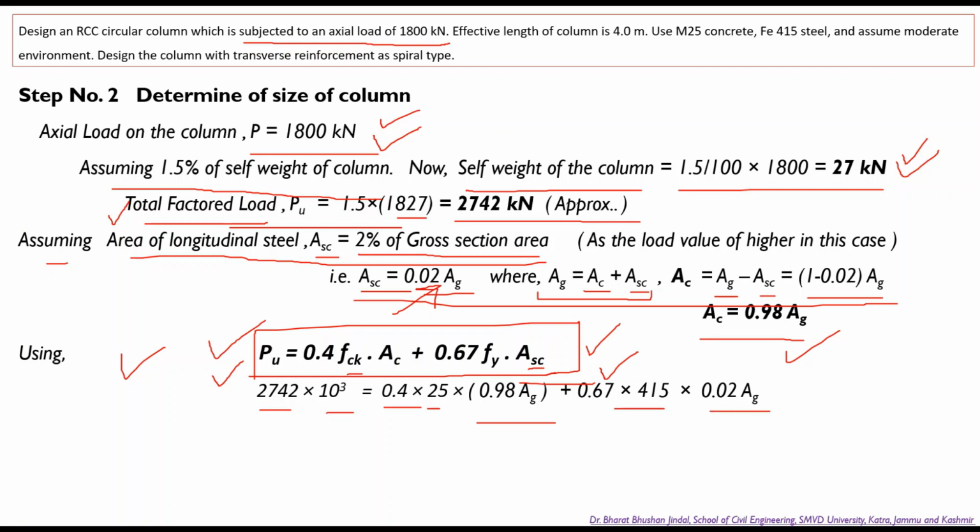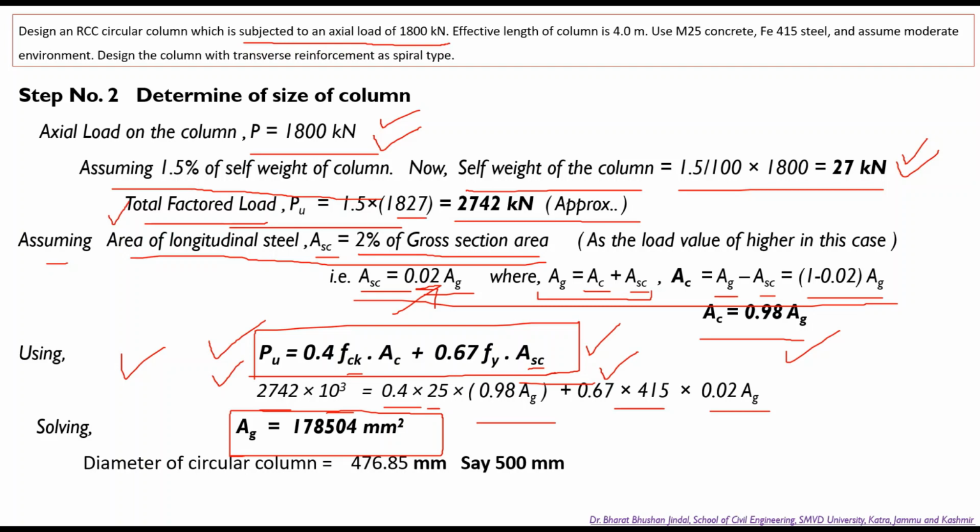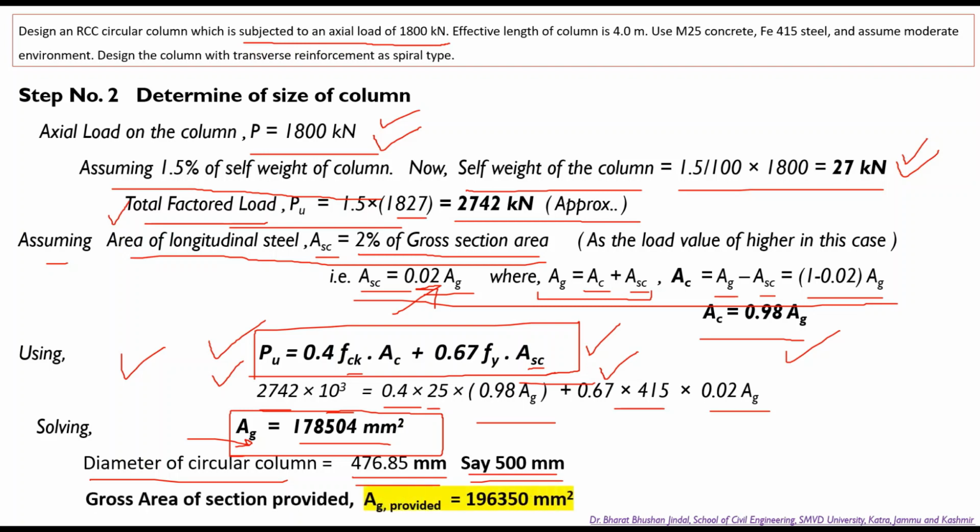So by putting in all the information which we have collected so far, we can easily work out the gross area of the section required to take care of this much loading, based on the assumption of 2% of steel. Because we have to design it as a circular column, we can work out what should be the diameter of the circular column, which can give at least this much area of cross section. By using the formula pi by 4 d square, we are getting the diameter of the circular column required as 476.85. So let us round it off to 500. So the diameter of the column decided is 500.